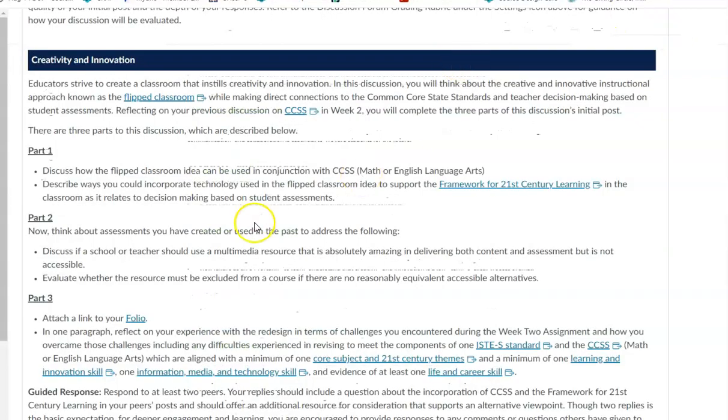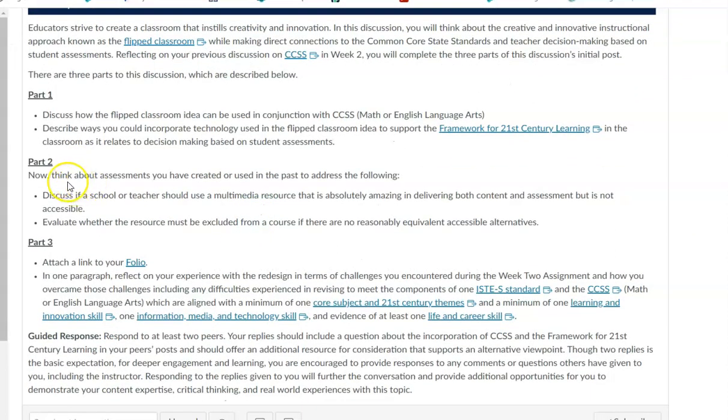Then part two, you're going to be thinking about assessments that you created or used in the past to address the following. So discuss if you think a school or teacher should use multimedia resources that is absolutely amazing in delivering both content and assessment, but it is not accessible. So think about, should teachers be using these multimedia resources if not all students can access it?